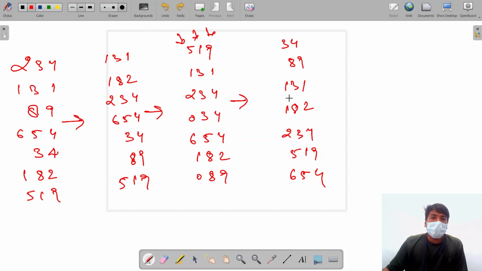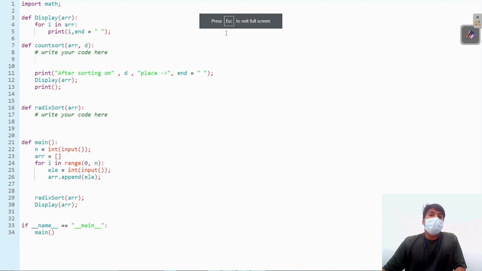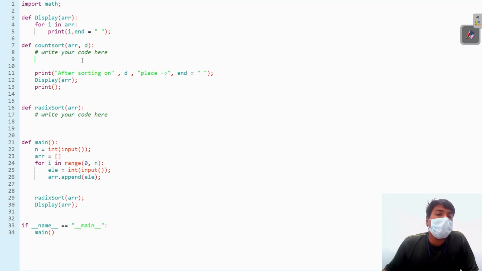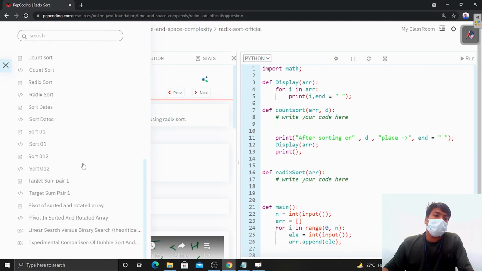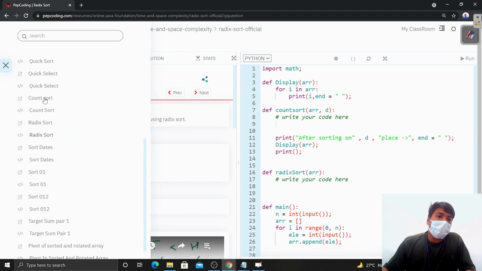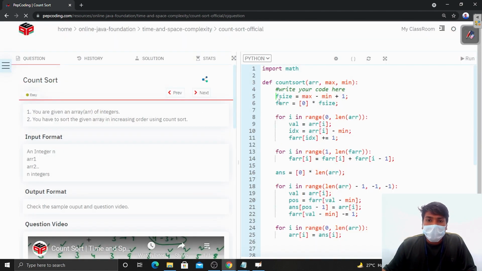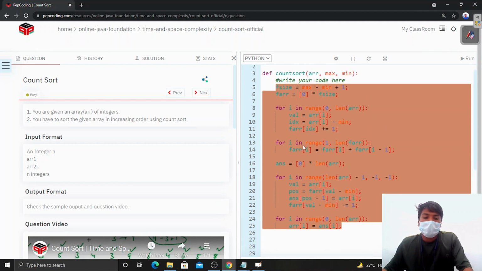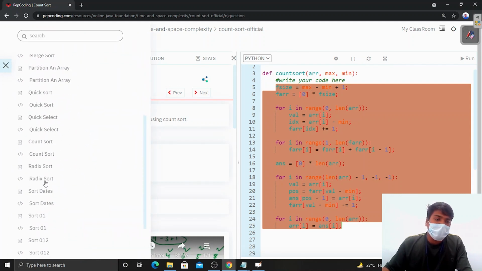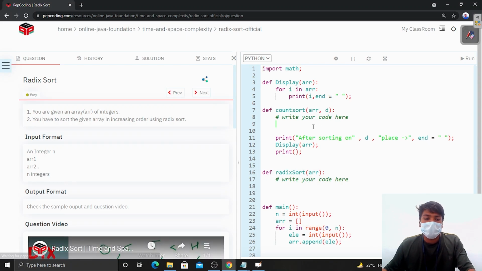So let us start the code, and then in the code it will be clear how we are going to do this. One more thing, count sort. We are not going to write count sort again, because we already did count sort in the previous question. So I will copy that count sort, here it is, and paste it into radix sort.